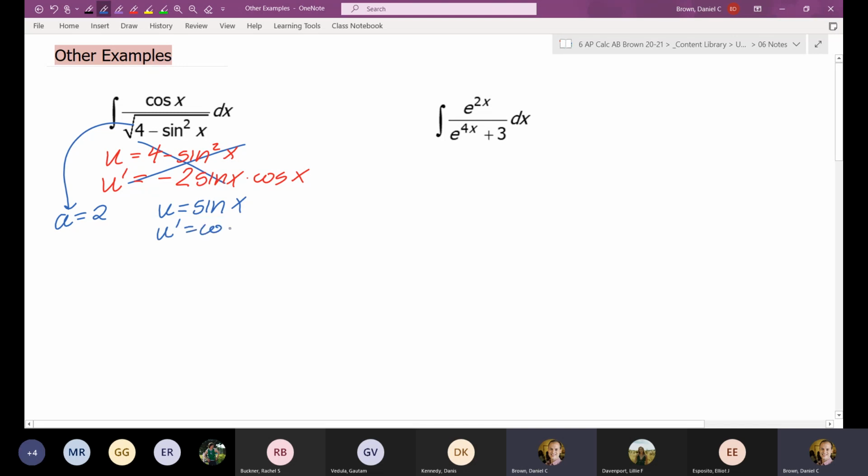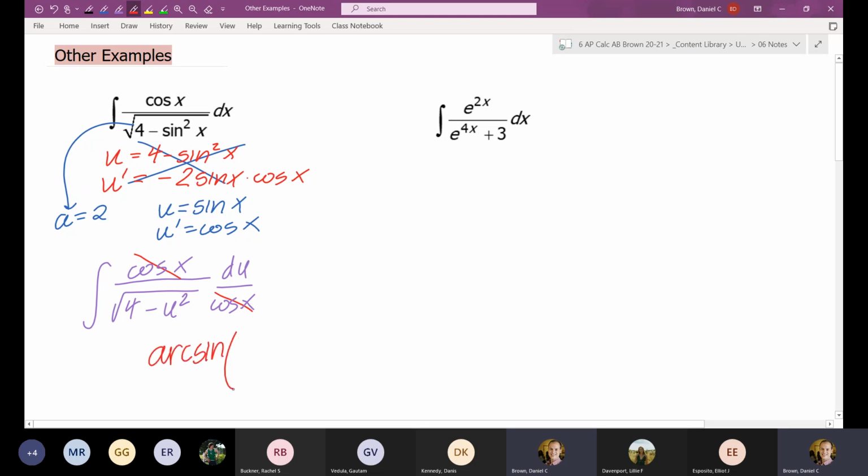U prime would be cosine, and that u prime makes us a lot happier because that cosine is going to cancel out. Again, you could skip this step. I'm going to write it out, but I have the integral of cosine of x over the square root of a squared minus u squared du over u prime. Cosines cancel out, and then it is very obviously an arcsine rule. Remember, arcsine doesn't have 1 over a in front, so when I jump to the rule, I'm just going to jump into the arcsine of u over a plus c.